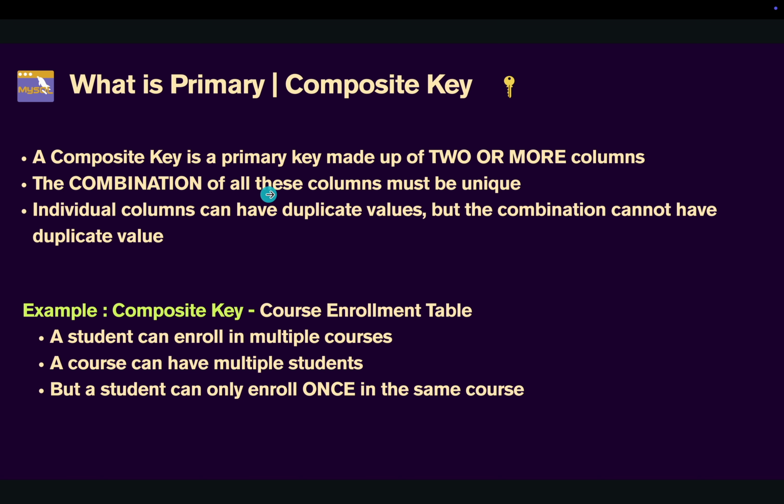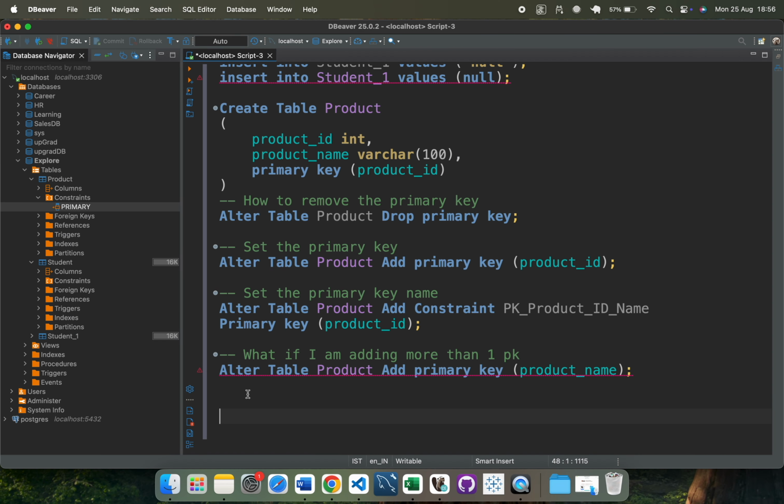Here the combination of all these columns must be unique, as I just mentioned. Individual columns can have duplicate values, but the combination cannot have duplicate values. So this is the basic example. Let's say you are creating an enrollment table. A student can enroll in multiple courses, that's fine. A course can have multiple students, but a student can only enroll once in the same course. I hope you understood the meaning of composite key. Now let me give you an example to understand it in SQL.